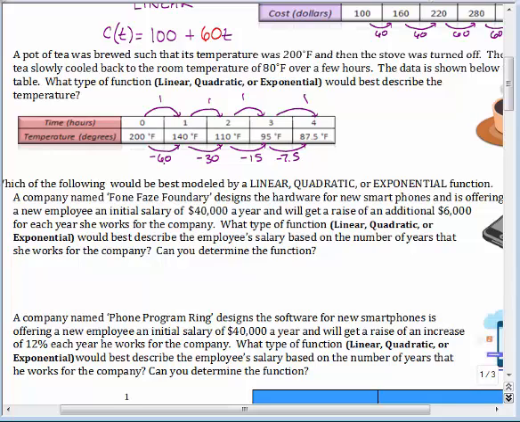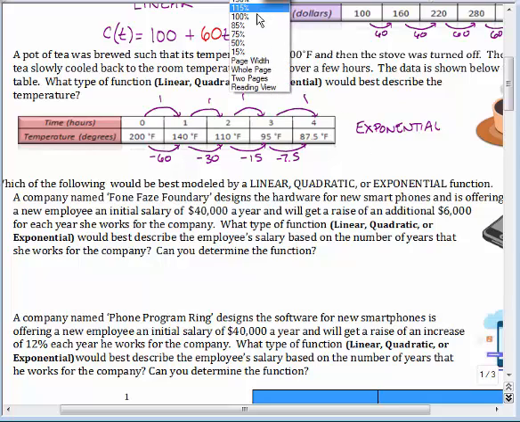So I definitely see a multiple here. It's multiplying by 1/2 each time. The differences are half of 60 is 30, half of 30 is 15, half of 15 is 7.5. So that tells me for sure that this is an exponential model. Anytime the first differences are a multiple each time, it's exponential.